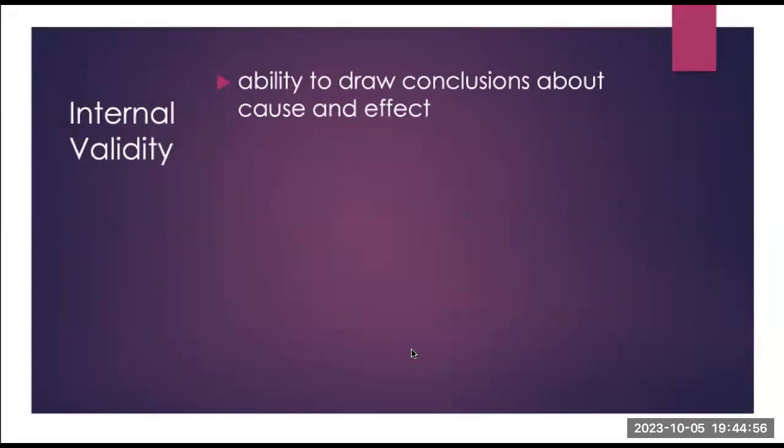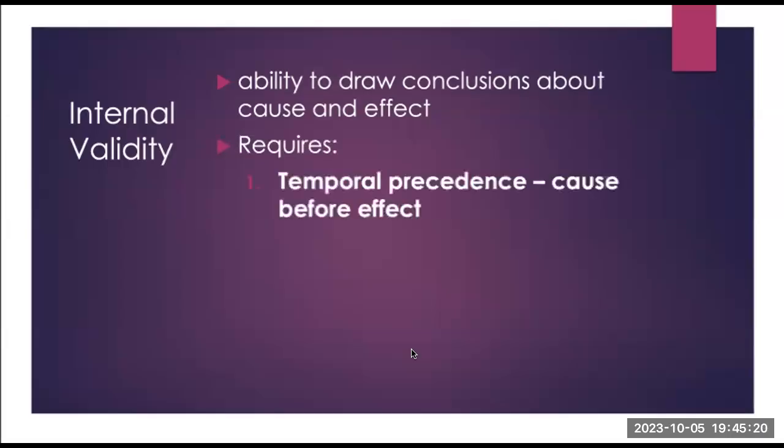So experiments, among the different types of validities, have the highest form of internal validity. Remember that internal validity is your ability to draw conclusions about the cause and effect of your independent variable. It talks about the strength or the integrity of the structure of your research design. In order to establish internal validity, you have to have certain characteristics met.